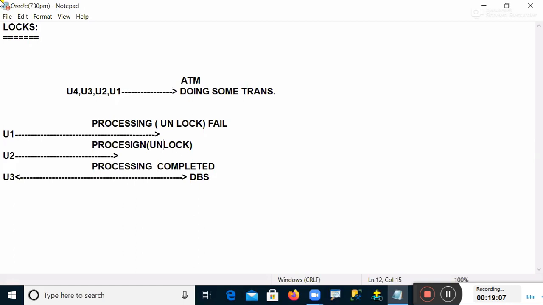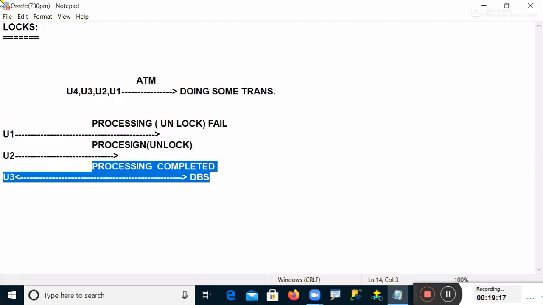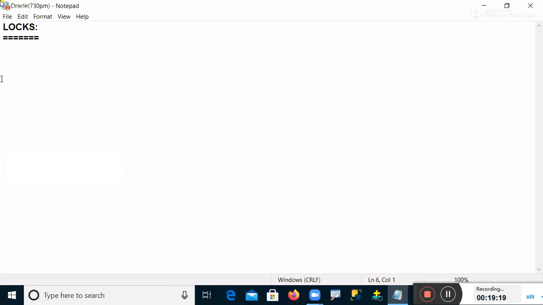So that is the advantage of locks. Every database server maintains these locks internally. How many types of locking are maintained by a database server? Two types. One is called row level locking mechanism, and the second is called table level locking mechanism.